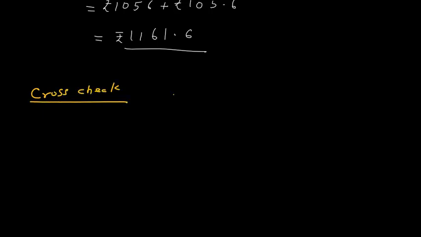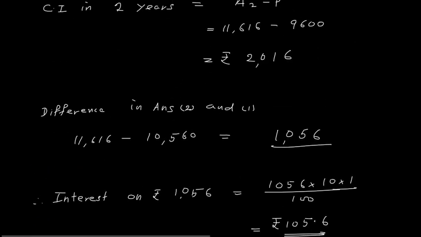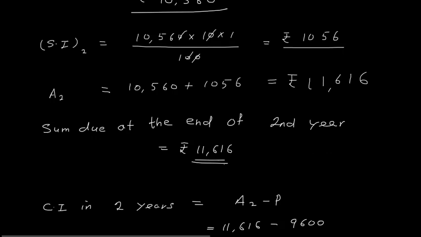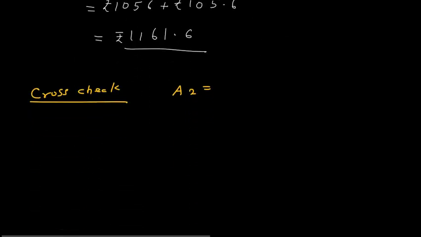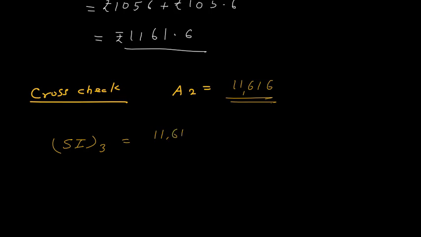So for the cross check, I will take the value of A2. The value of A2 we have is 11,616. This is our A2. So this will become the principal for the third year, and then for the third year we will get interest as 11,616 multiplied by 10 multiplied by 1 divided by 100. So this 0 I will cancel, and here I will put a decimal because 10 is here.